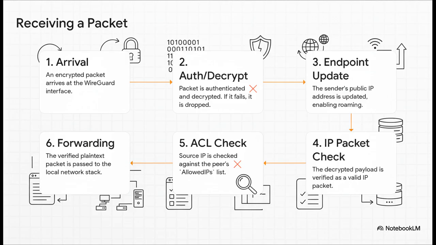If it succeeds, it does something really clever. It updates the sender's public IP address. This is the secret sauce that lets you switch from Wi-Fi to your cell network without the VPN ever disconnecting. It just roams with you. But it's not done. It does one final critical check. Does the source IP from inside the now decrypted packet actually match what I'm allowed to receive from this peer? Only if it passes every single one of those checks does the packet finally get handed off to your computer.